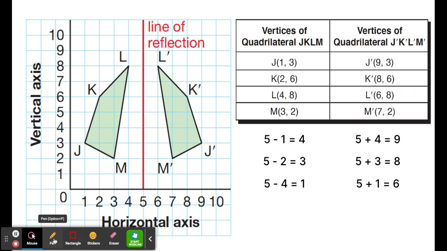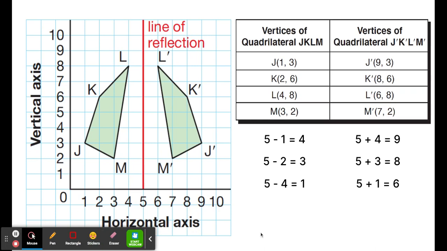And for vertex L, again, we start at the line of reflection, which passes through 5. We know that vertex L is at 4. We can see it right here in our ordered pair. 5 minus 4 equals 1. So we know that vertex L is 1 unit away from the line of reflection. So L prime will be 1 unit away as well. We start at the line of reflection, which is 5. Add 1 unit because we know it's 1 unit away. That gives us 6. 6 is our new x-axis value for point L prime.